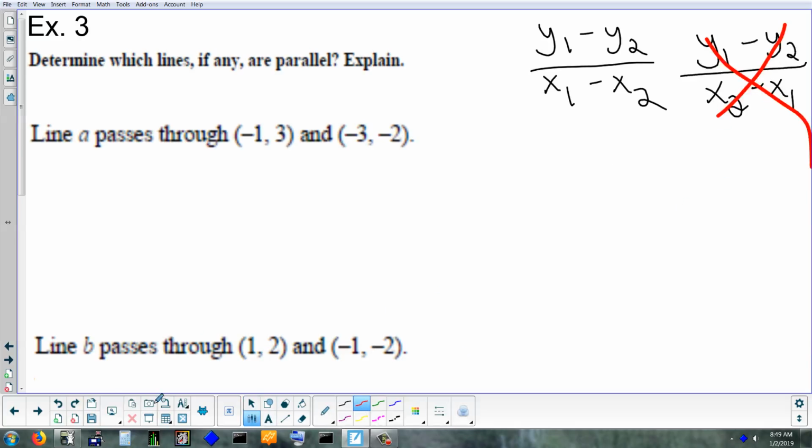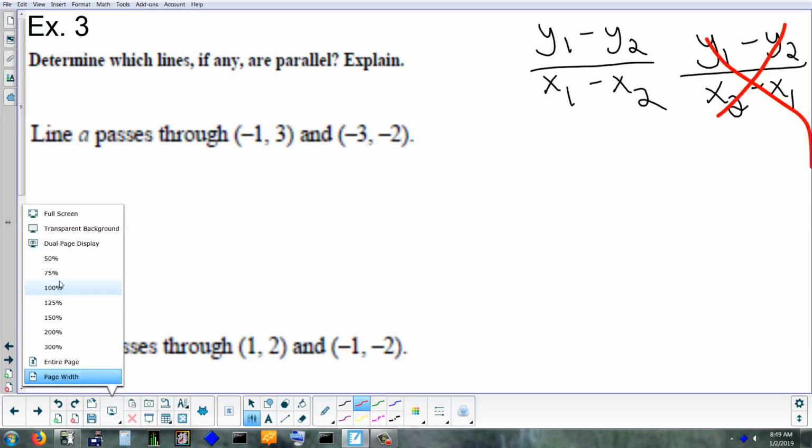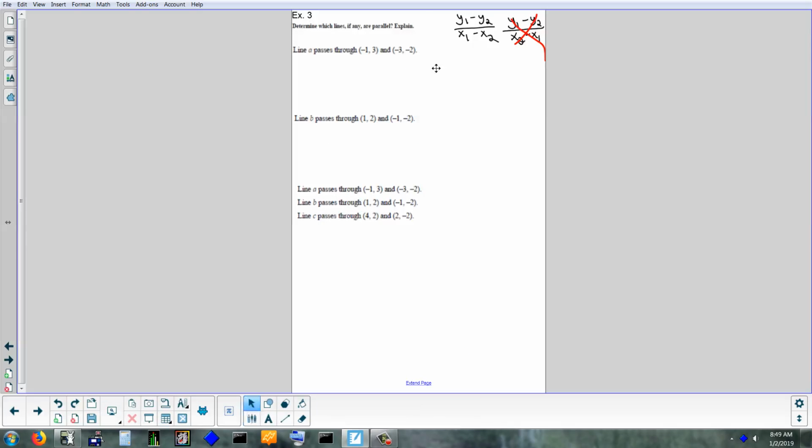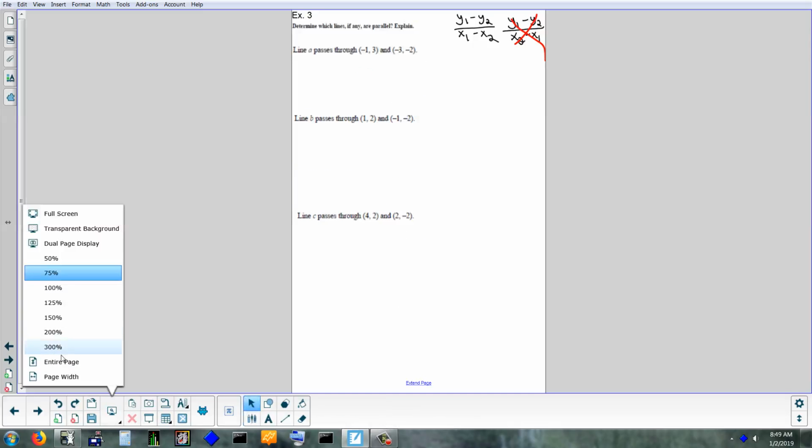I think for some people it might make more sense to put the first coordinate first because they don't have to go back and forth. It's up to you how you want to do it, as long as you're consistent. All right. So I've got to figure out my slope first.